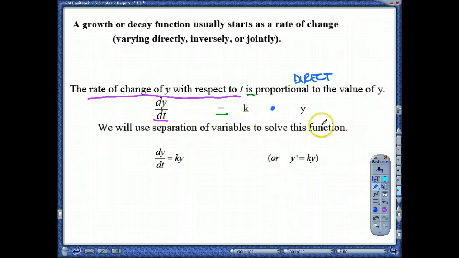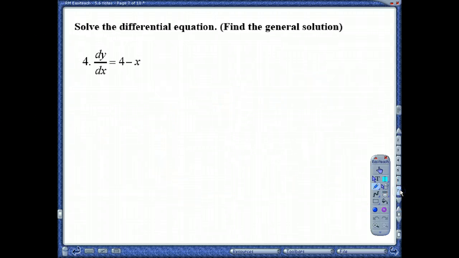Okay. Now when we have this differential equation, we are going to separate and integrate. When they say to solve a differential equation, differential means you have a derivative. Solve it means you're going to find out what y is equal to. Notice it's going to be in this form here, or you could write it in this form, y prime. I prefer you write it as dy over dt. Now it was with respect to t, so that's why you have the dt on the bottom.